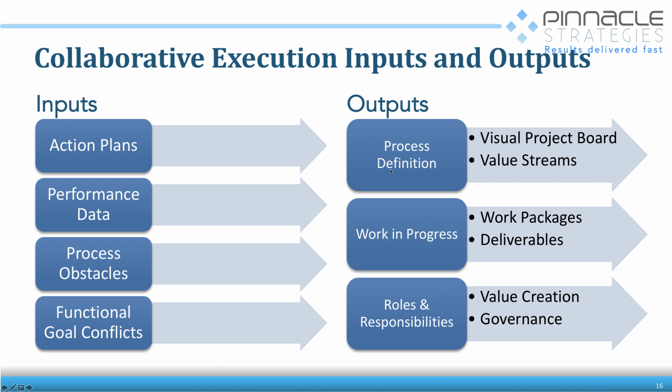So what we start with is defining the process, and that usually takes the form of a visual project board and value streams. And the work in progress, where is it? Work, and defining our deliverables, and then roles and responsibilities. What's the value creation process, and who owns it? And out of that, we get action plans, we get performance data, we get the process obstacles, and we get the functional goal conflicts.